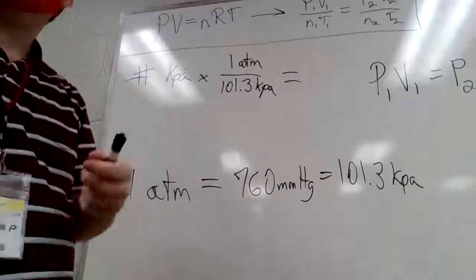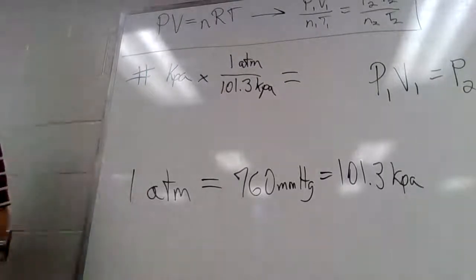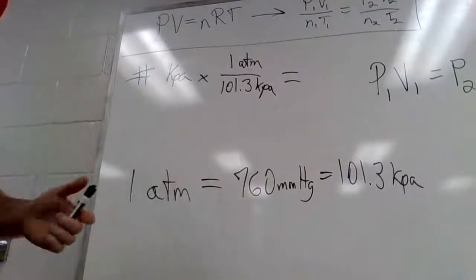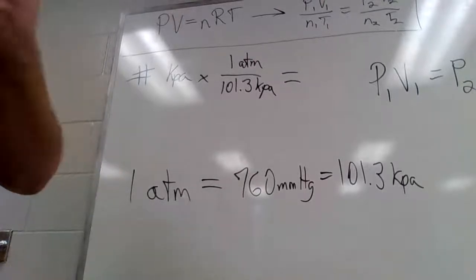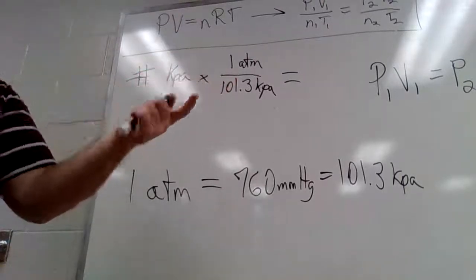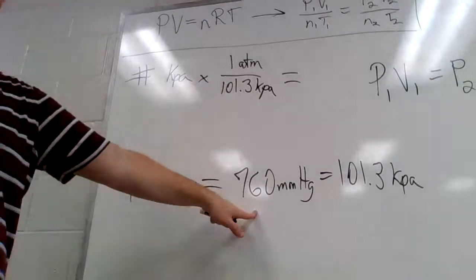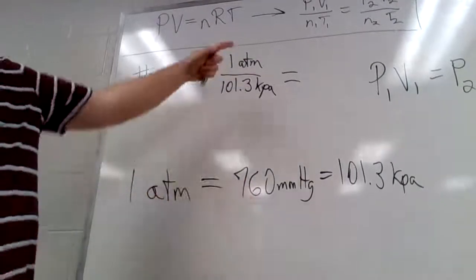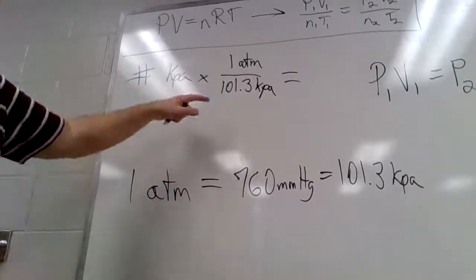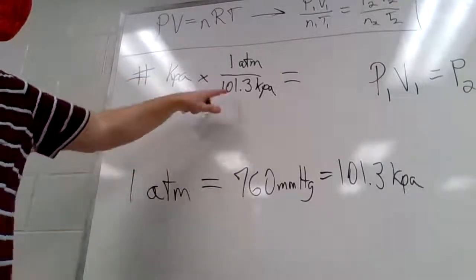What about atmospheres to mmHg? Atmospheres is what you're getting rid of, right? So this goes on the bottom of the fraction. And mmHg is what you're getting into. That goes on top of the fraction. So the fraction you're multiplying by should be 760 over 1.